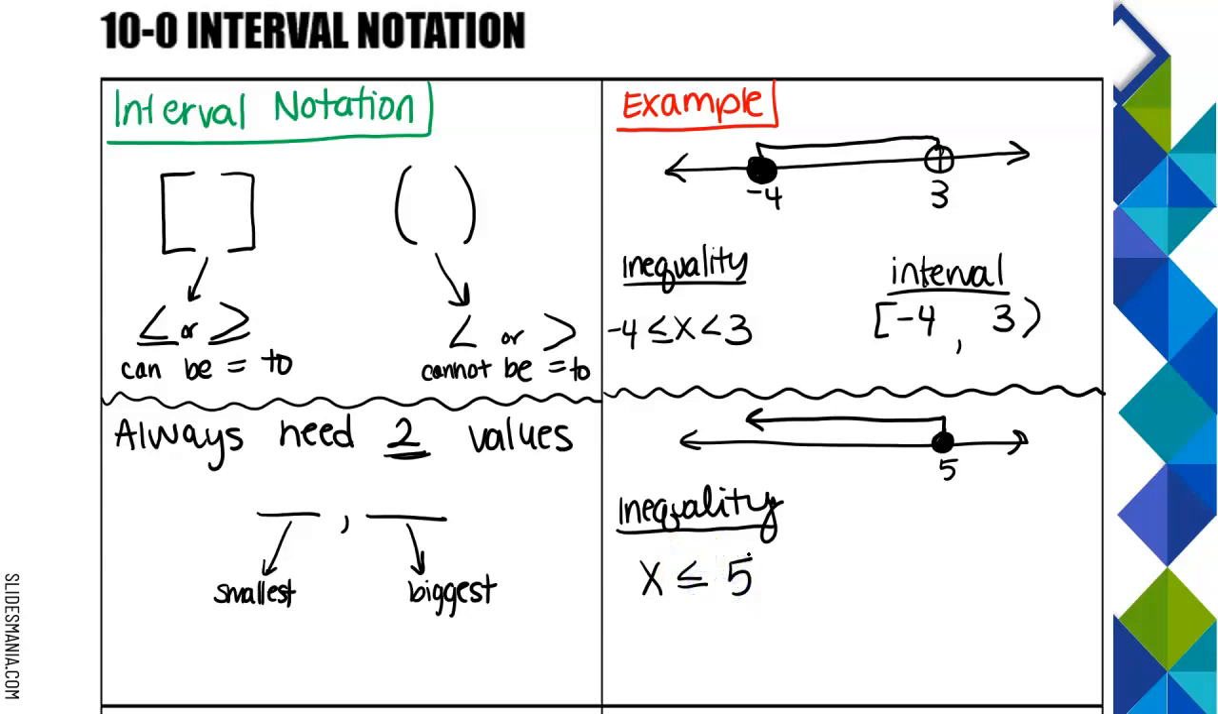Now that one's not so bad, right? Smaller than 5, less than or equal to 5 because of the closed dot, not too bad. Interval notation is a little tricky when you start ones like this, but you'll get a lot better at it.